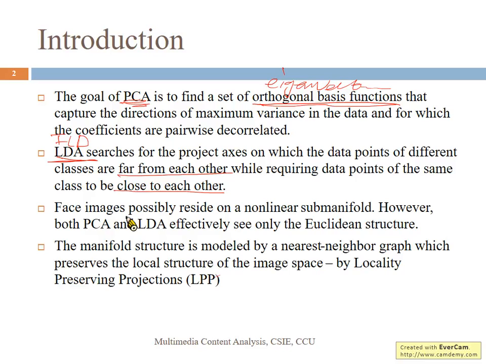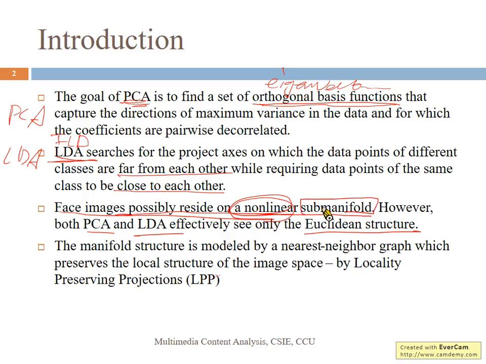However, face images possibly reside on a nonlinear submanifold. However, PCA and LDA effectively see only the Euclidean structure. So PCA and LDA are linear projections, linear transformations, because we all use the projection matrix. However, the face images may reside on a nonlinear submanifold. That means the manifold is a geometric structure. In a higher dimensional space, the distribution of the face images may be very nonlinear, so it's hard to find a linear equation to separate different classes of faces.